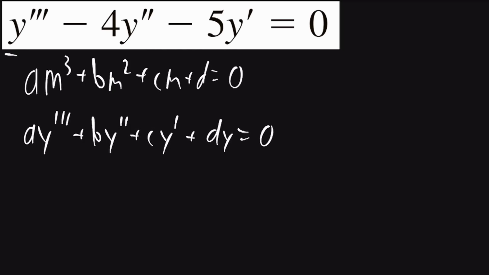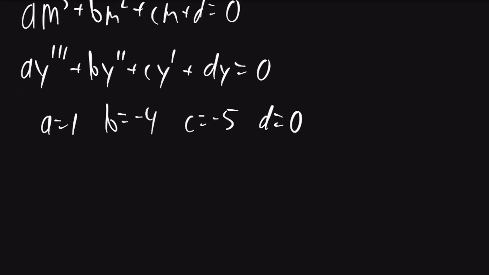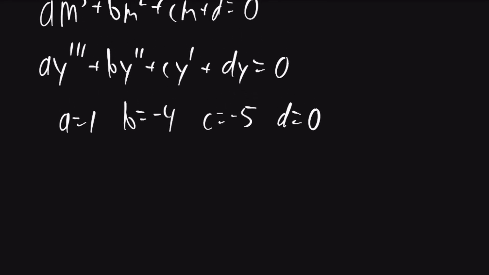The coefficient of y triple prime is 1, so a is going to be 1. The coefficient of y double prime is negative 4, so b is going to be negative 4. The coefficient of y prime is negative 5, so c is going to be negative 5. And there is no y term, so d is going to be 0. I can now write the auxiliary equation. It'll be m cubed minus 4m squared minus 5m is equal to 0.